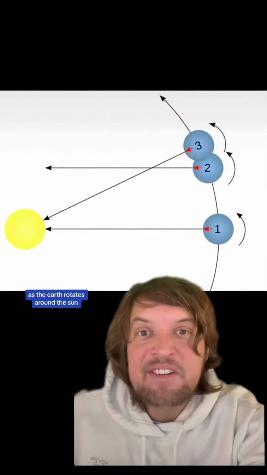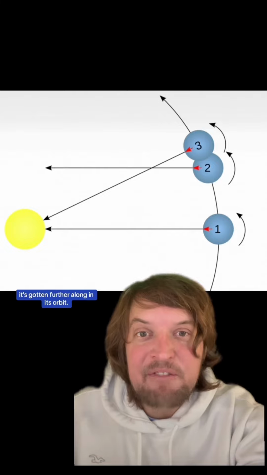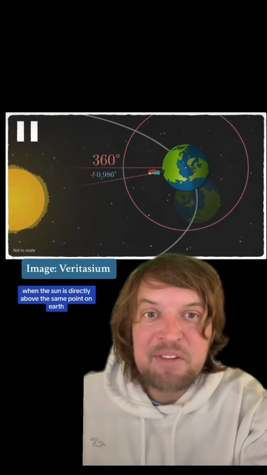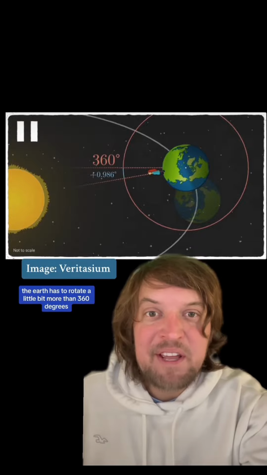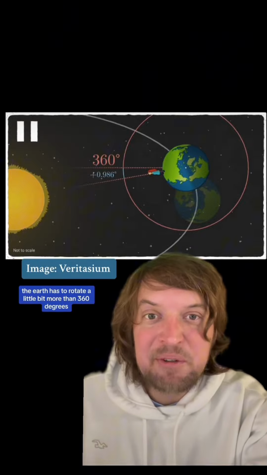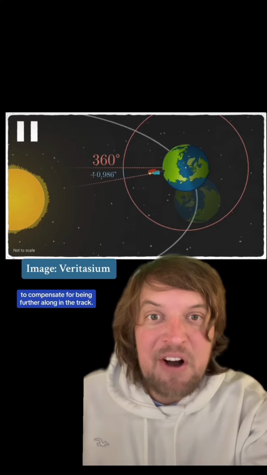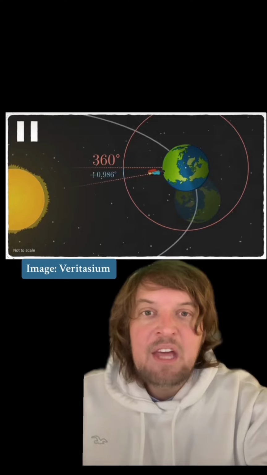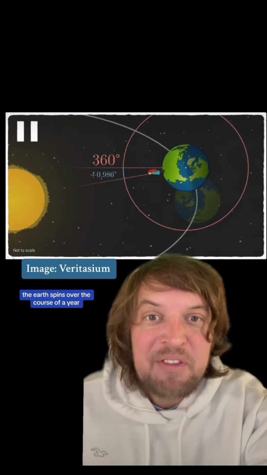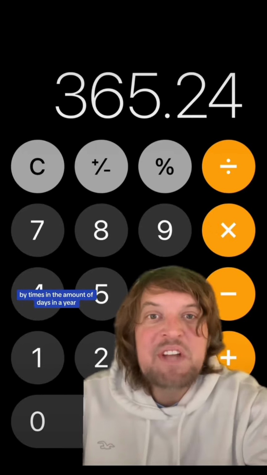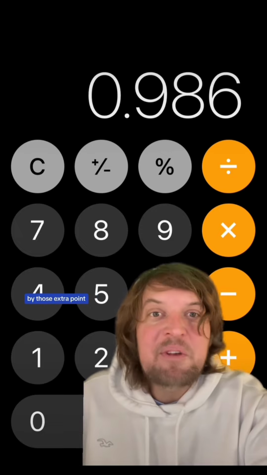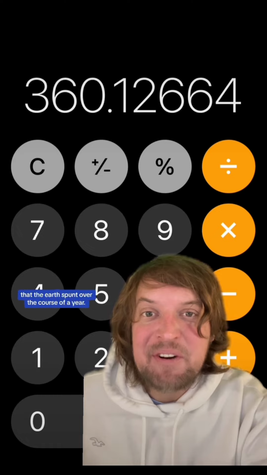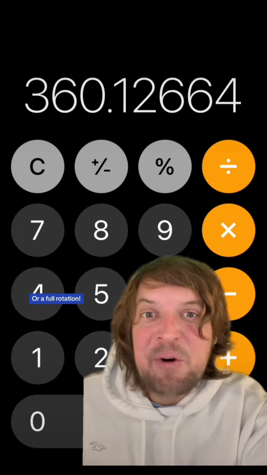From one day to the next, as the Earth moves around the sun, it's gotten further along in its orbit. So in order for noon to be when the sun is directly above the same point on Earth, the Earth has to rotate a little bit more than 360 degrees to compensate for being further along in the track. It has to rotate just shy of an extra degree a day. And if you add up all the extra degrees the Earth spins over the course of a year, by multiplying the number of days in a year by those extra 0.986 degrees, you get 360 degrees that the Earth spun over the course of a year, or a full rotation.